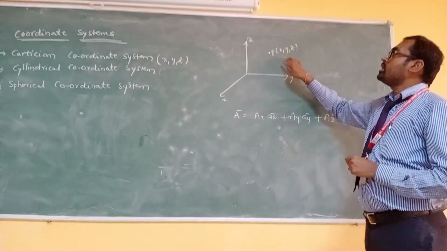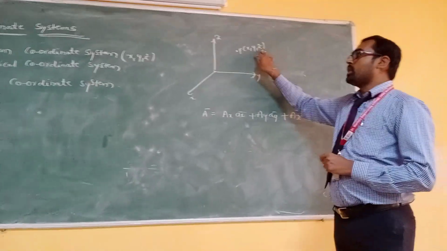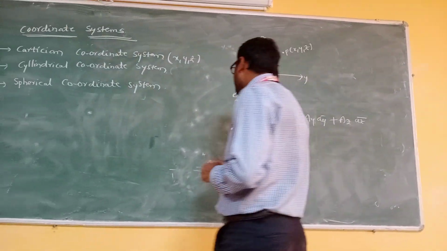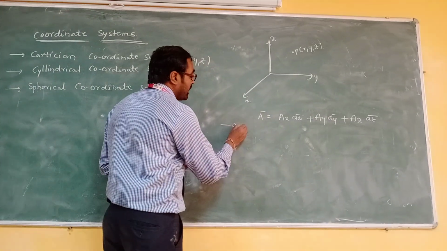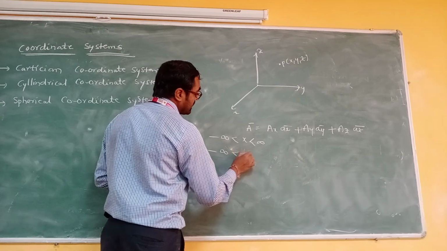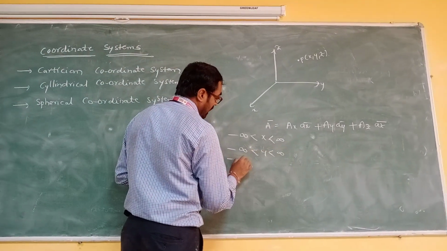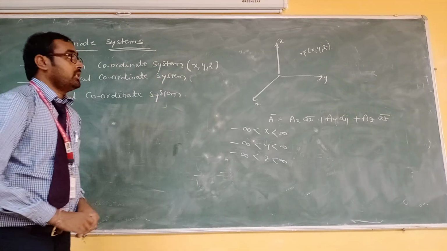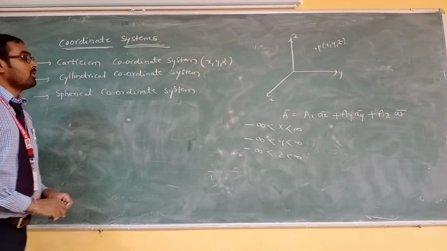Here the Cartesian coordinate system coordinates are x, y, z. The limits of these coordinates are minus infinity to plus infinity for x, y, and z. This is about the Cartesian coordinate system.